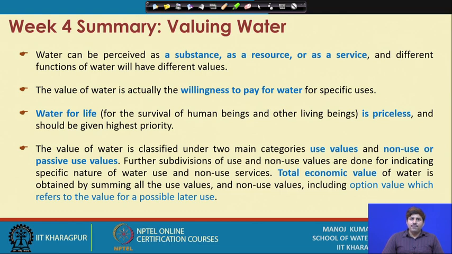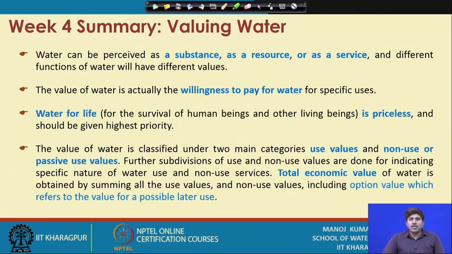The water for life, which is essential for the survival of human beings and other living beings, is priceless. There is absolutely no price or value tag that can be allotted to that water, and that should be given the highest priority. Okay. The second priority should go to value for water for other activities, and the third one is where basically profit-making industrial uses and those kinds of uses come, water for development.